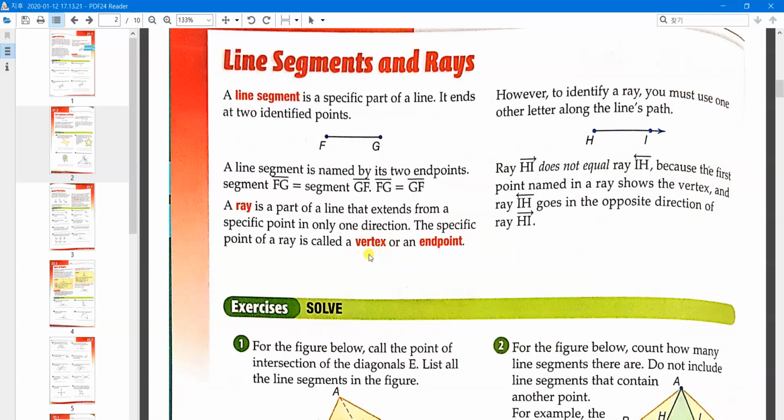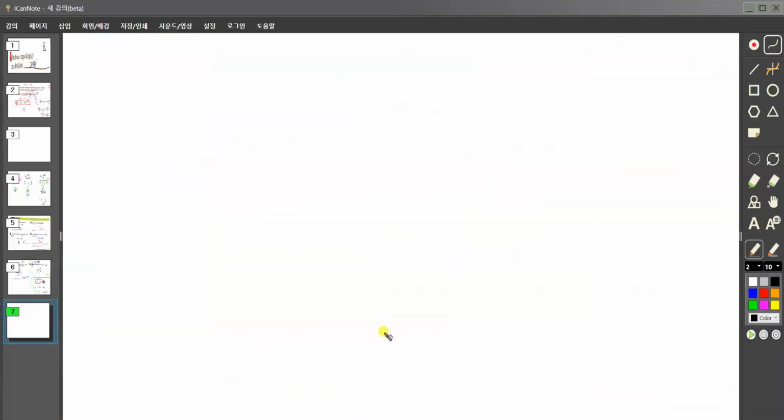Have you ever heard about the vertex? No. Is it a point? Vertex means point. Okay. And here, the ray HI does not equal ray IH. Because HI has a starting point H, but IH has a starting point I.